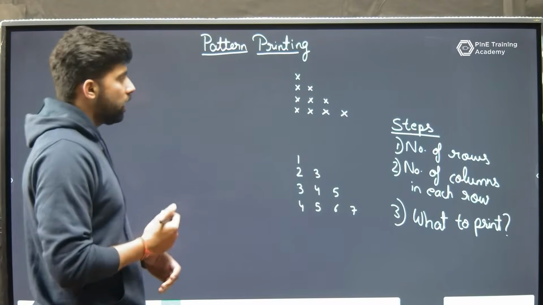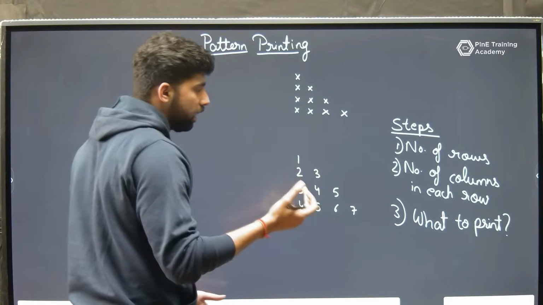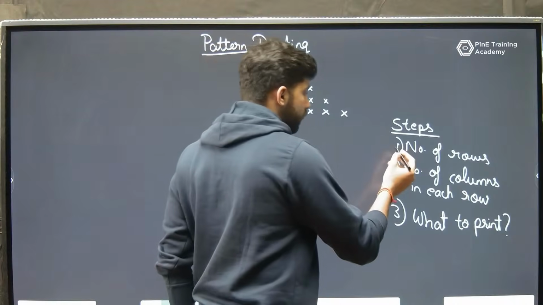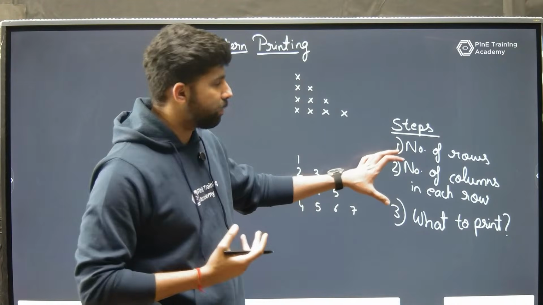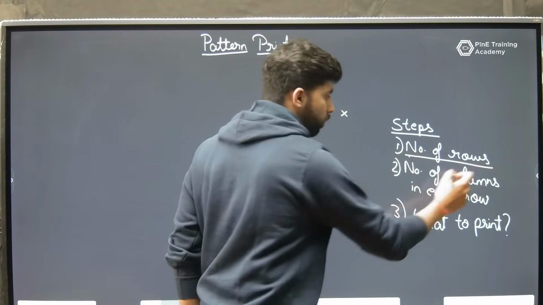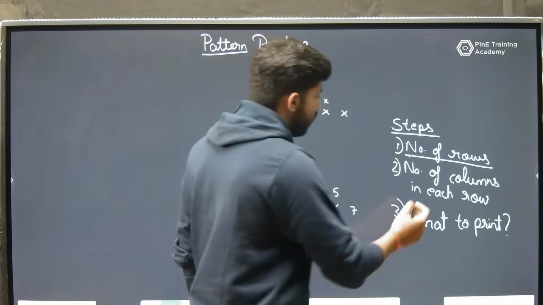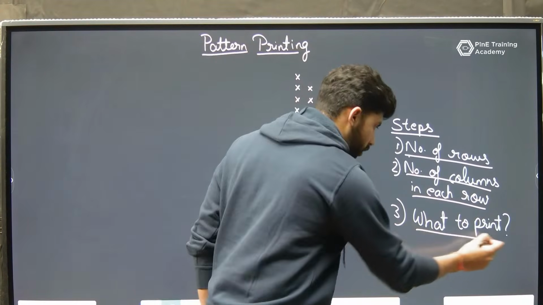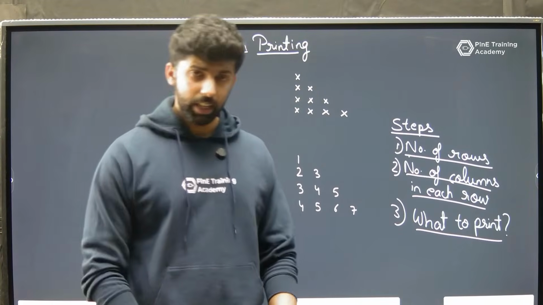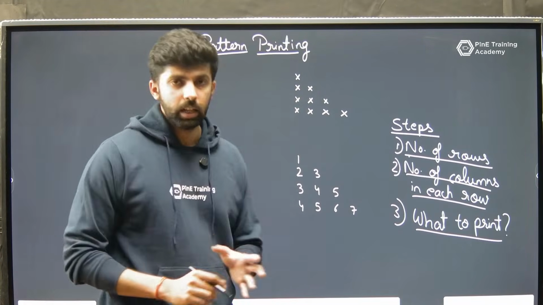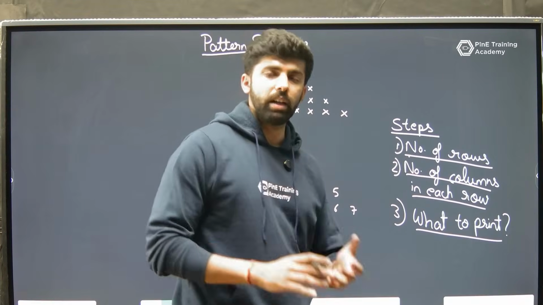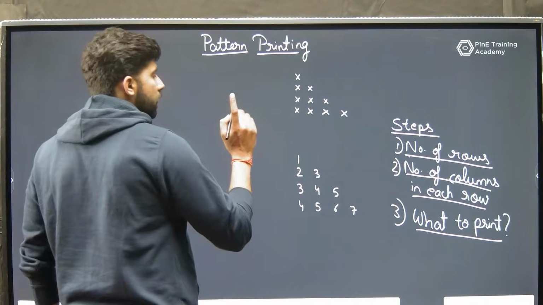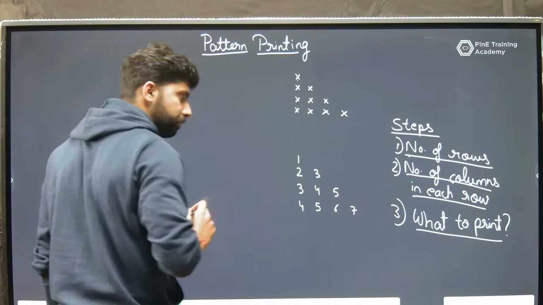Okay, so let's recap what we learned in the last class. For every pattern printing problem, we need to focus on just three steps. One is number of rows, then number of columns in each row, and then what do we need to print. Just three steps we need to focus on. If we are able to figure out these steps, we can solve any pattern printing problem. Okay, so let's start with this pattern.